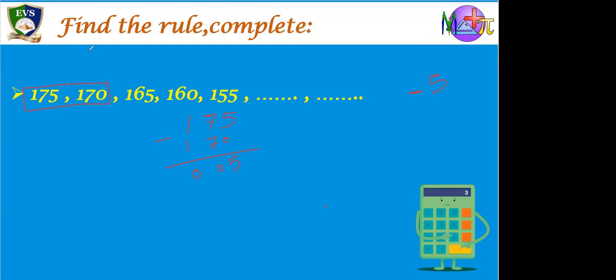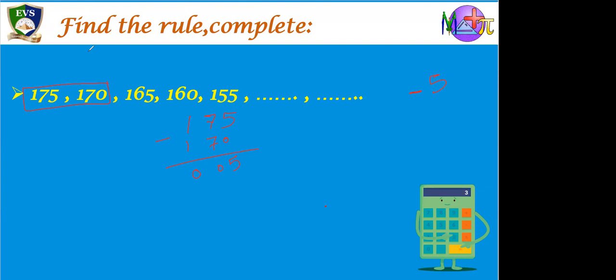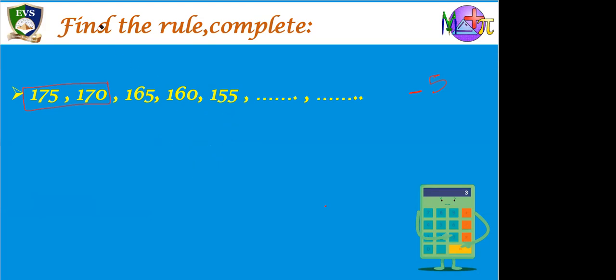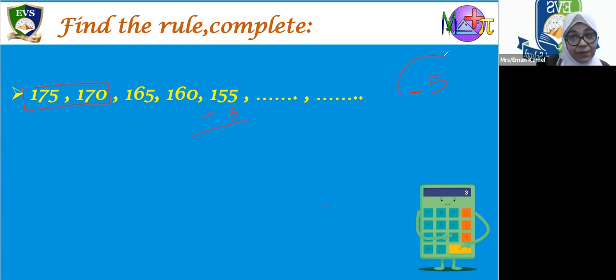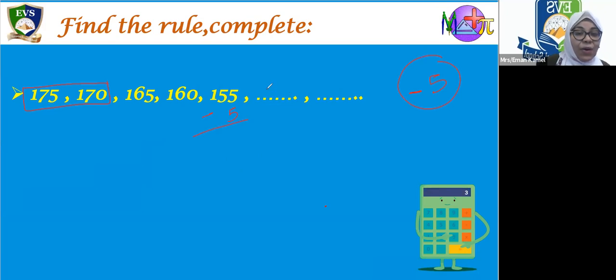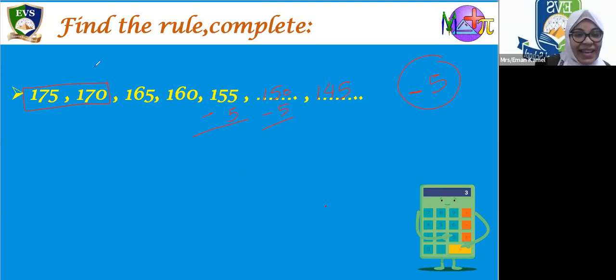Okay. Adham? Mariam? Mariam, can you find the next now? You have the rule. Can you find the next? Yes. Okay, tell me how. Use the rule. 155 minus 5? 150. Excellent. Minus 5 again. It's 145. Yes. Excellent. Thank you so much, Mariam.